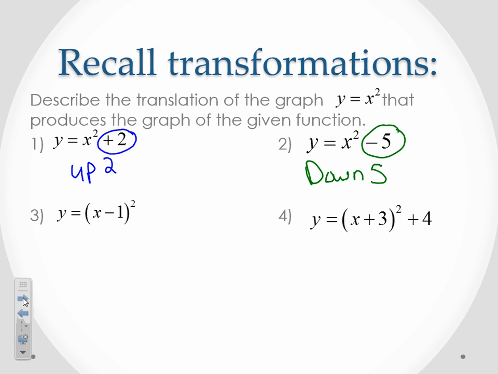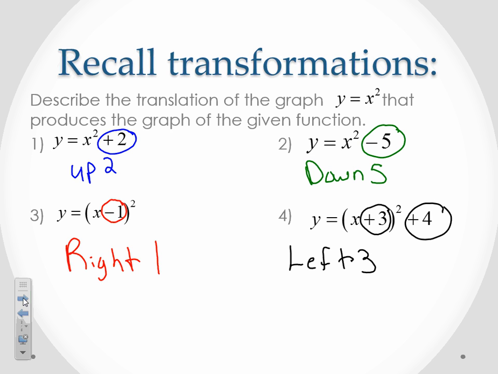Now if we look at number 3, we have a negative 1 inside of the parentheses. These ones are the ones we have to think about as opposites. So if it's negative, we're going to go to the right 1. And last but not least, number 4, we have a plus 3, which means we're going to go to the left 3. And we have a plus 4, which means we're going to go up 4. So we're going to be using these today and tomorrow when we're talking about vertical and horizontal shift.